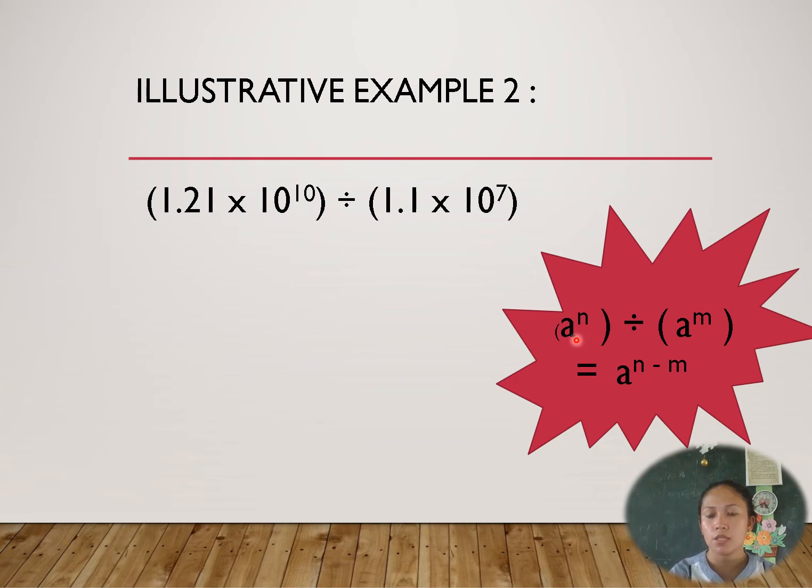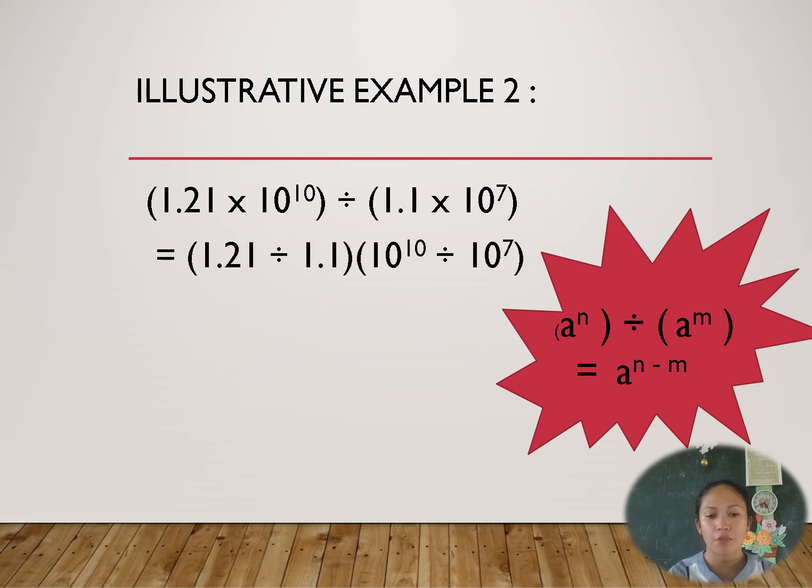Take note that for the quotient of a power, when you divide numbers with the same bases, we'll just copy the base and then subtract its exponents. So that is why we have n minus m. Let's now apply this in solving this given expression.